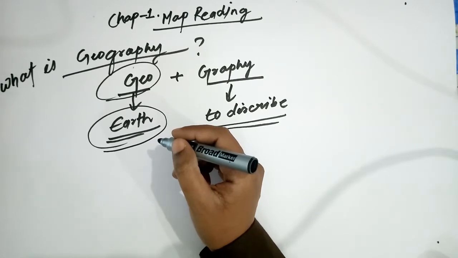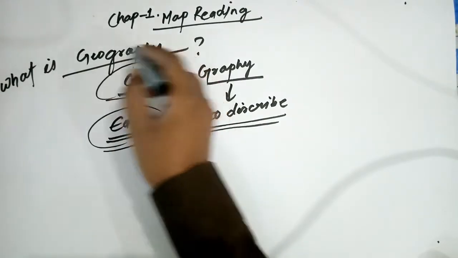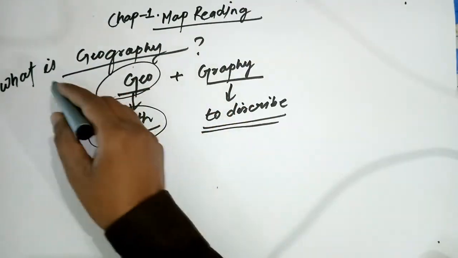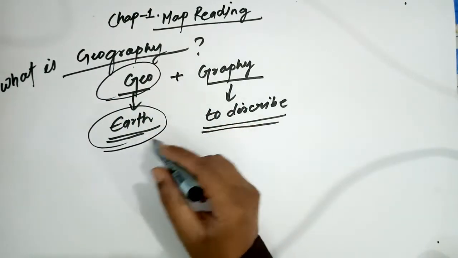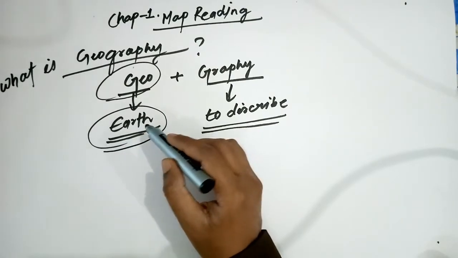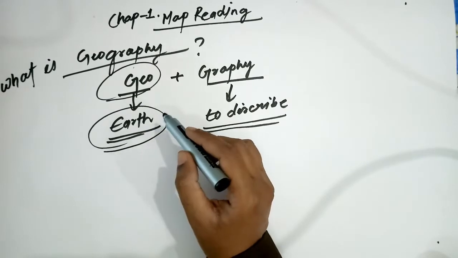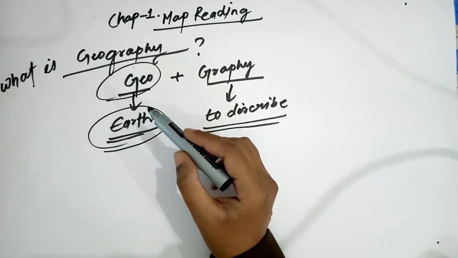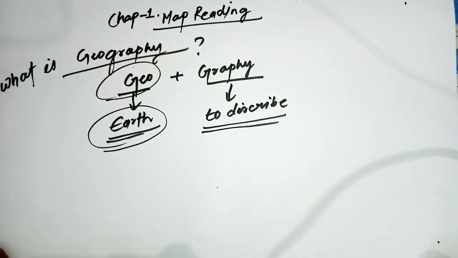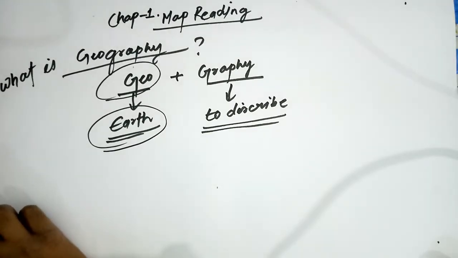We started with what geography is, and we got that it is the description of Earth. So what we need to study is what is there on Earth, on this planet. Earth is very large, so we cannot see the whole Earth. It is very difficult to understand different features at the same time.